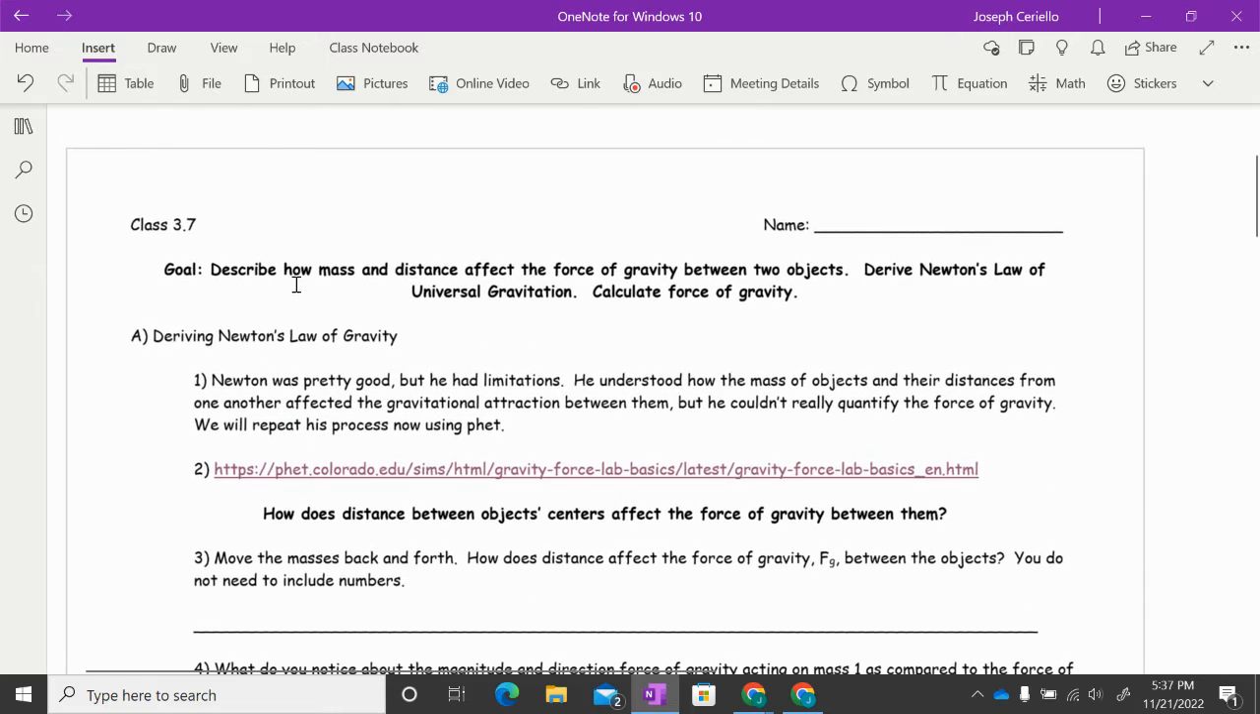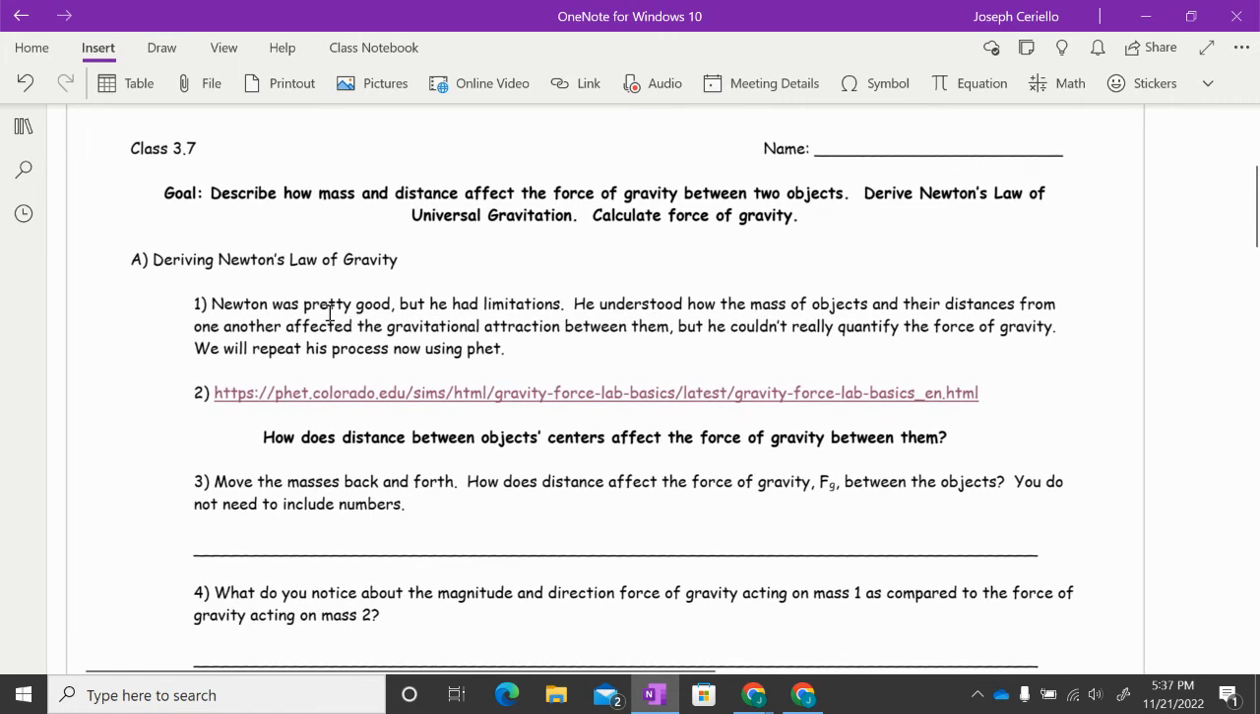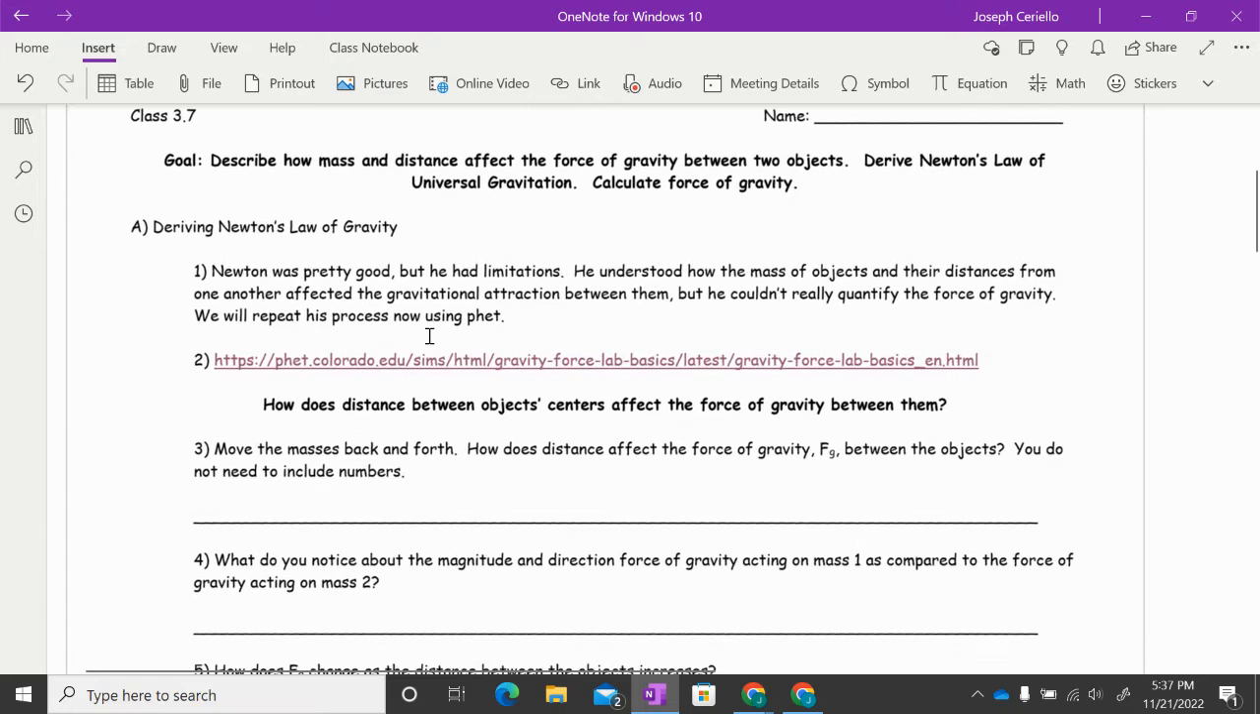So our goal is to describe how mass and distance affect the force of gravity between two objects, derive Newton's law of universal gravitation, and calculate the force of gravity. So Newton was pretty good, but he had limitations. He understood how the mass of objects and their distances from one another affected the gravitational attraction between them, but he couldn't really quantify the force of gravity. So we're going to repeat some of what he did.